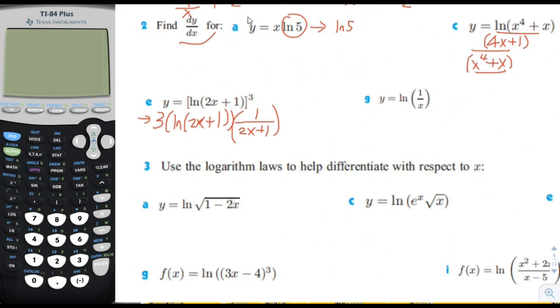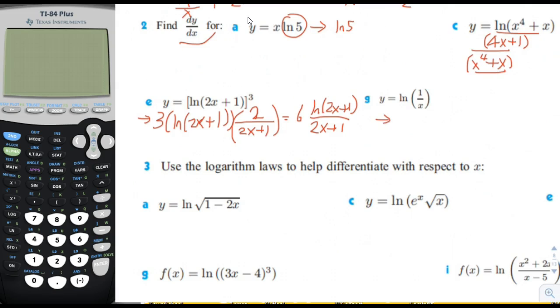And so that would be 2x plus 1. Instead, it would just be 2, right? So if we want to simplify that, we could multiply the 2 times the 3, and we get a 6. In the numerator, we would have natural log of 2x plus 1. In the denominator, we would have just 2x plus 1. Okay? G. Y equals the natural log of 1 over x.